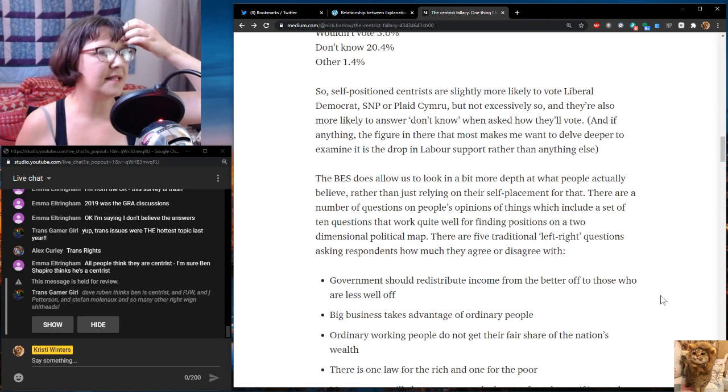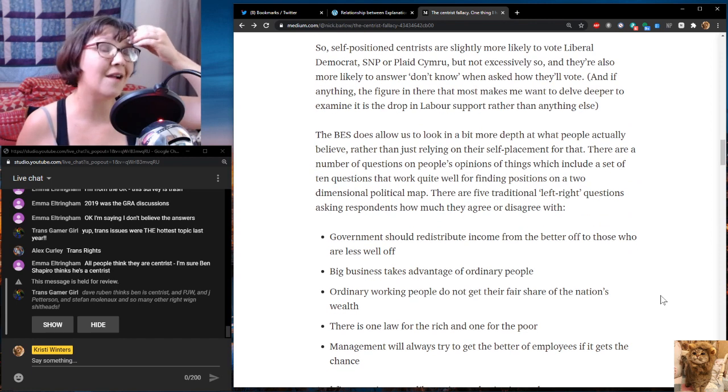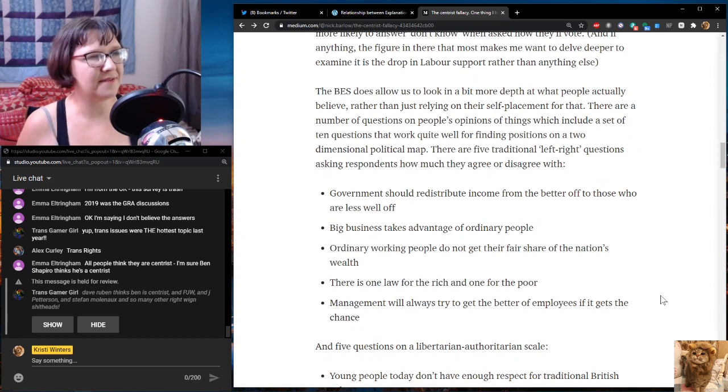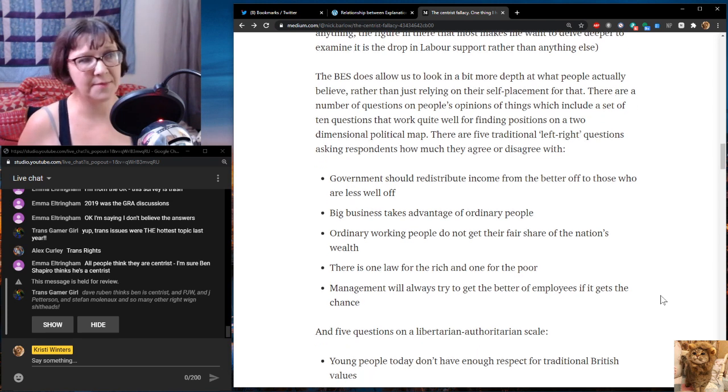The BES does allow us to look in a bit more depth at what people actually believe rather than just relying on their self-placement. There are a number of questions on people's opinions of things, which include a set of 10 questions that work quite well for finding positions on two dimensions of the political map. There are 5 traditional left-right questions asking respondents how much they agree or disagree with the following statements.